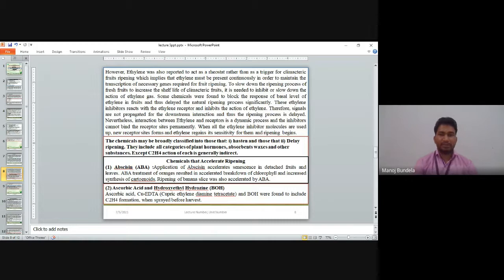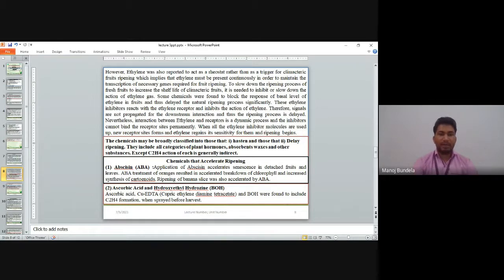Chemicals that accelerate ripening include abscisic acid, ABA. Application of abscisic acid accelerated senescence in detached fruits and leaves. Abscisic acid treatment of organs results in accelerated breakdown of chlorophyll and increased synthesis of carotenoids. Ripening of banana slices was also accelerated by ABA, meaning ripening was increased by the application of ABA.